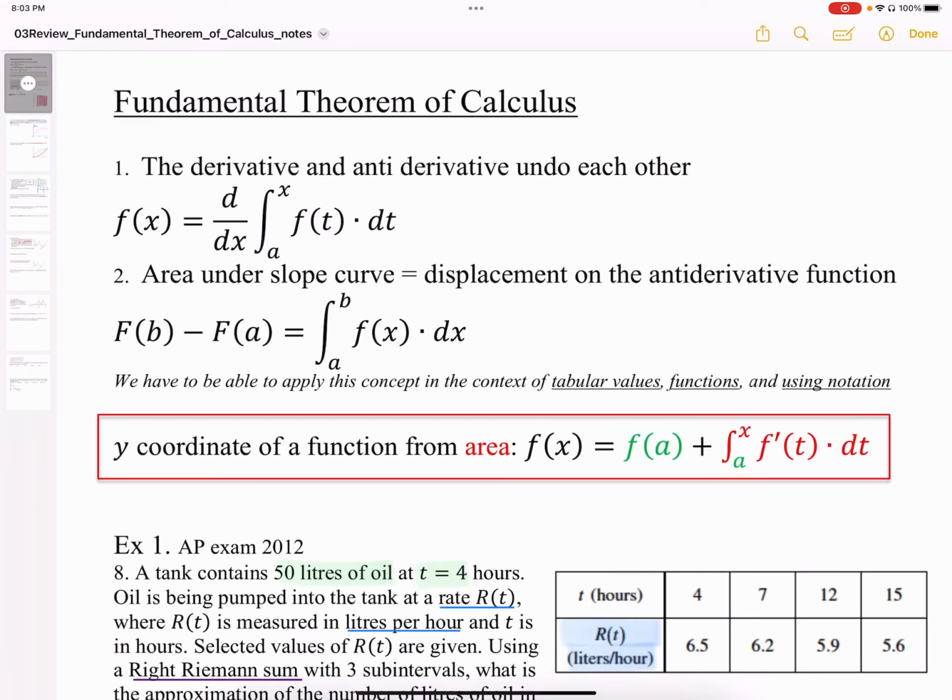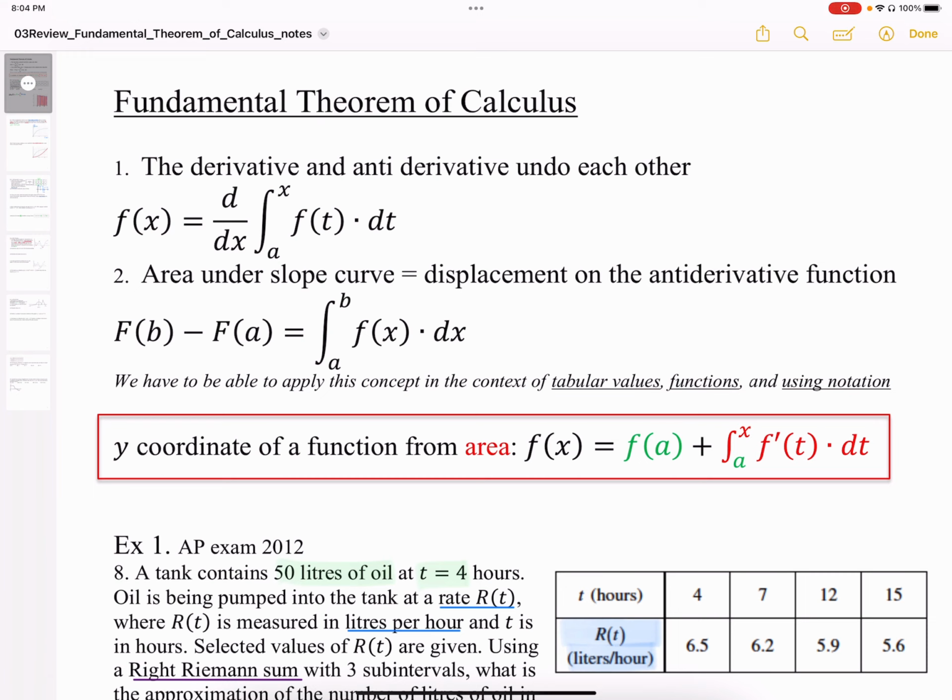The fundamental theorem of calculus is a big idea in AP calculus. And the fundamental theorem of calculus involves two parts. One part is the fact that the derivative and antiderivative will undo each other. So if I take the antiderivative of f of x and differentiate it, I'm back to f of x.